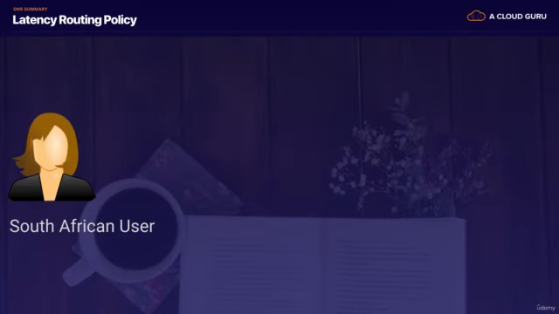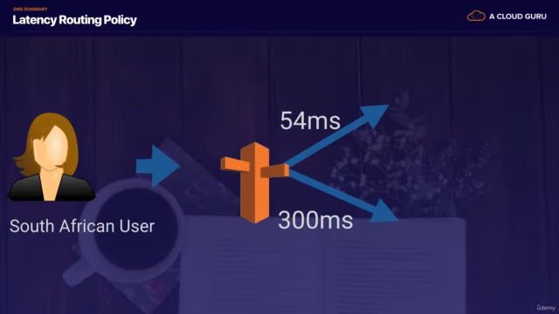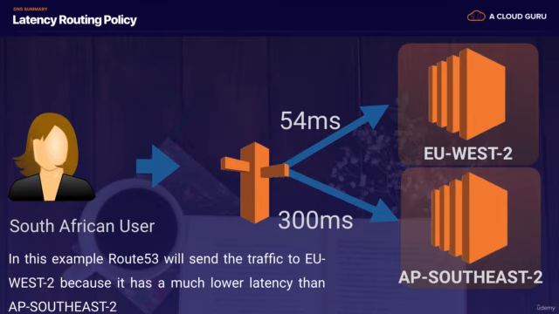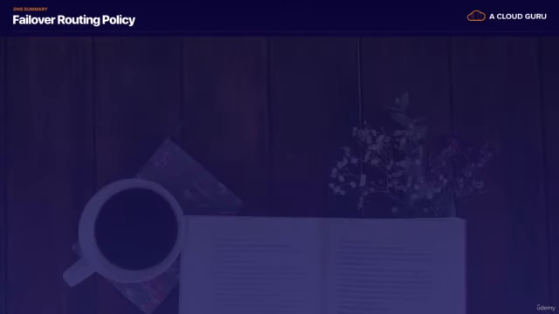Latency-based routing is based on our user's location and the latency. So our South African user is going to visit our website, it's behind Route 53, and essentially they're going to get 54 milliseconds if they use US West 2, 300 milliseconds if they use AP Southeast 2. So of course Route 53 is going to send them to the fastest fleet of EC2 instances first, which is going to be EU West 2.